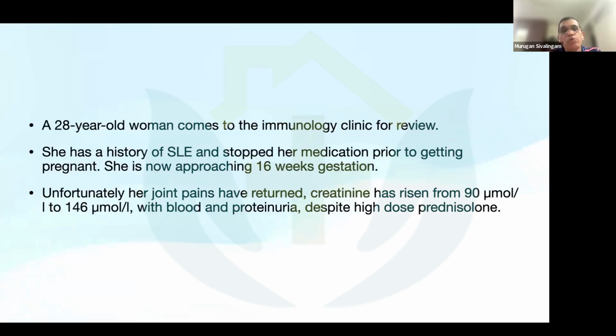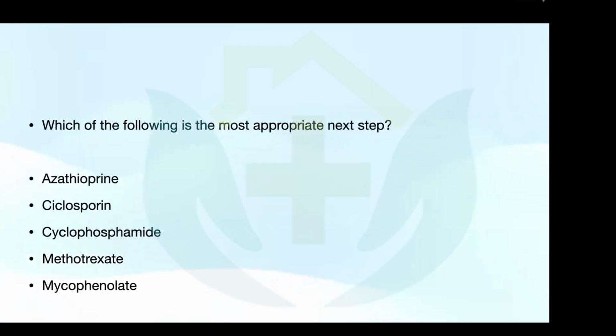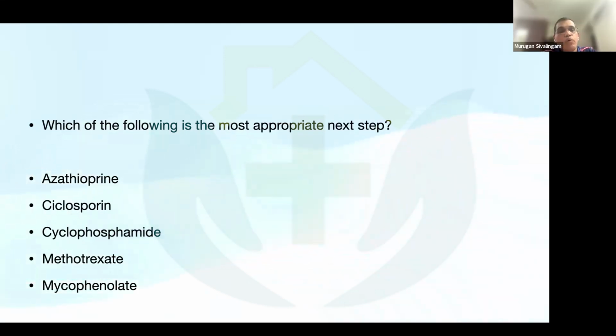So this lady who's got SLE, she's 16 weeks pregnant, and she's got an increase in creatinine with proteinuria and hematuria. So what can you do for this lady? Everybody agrees? Okay.